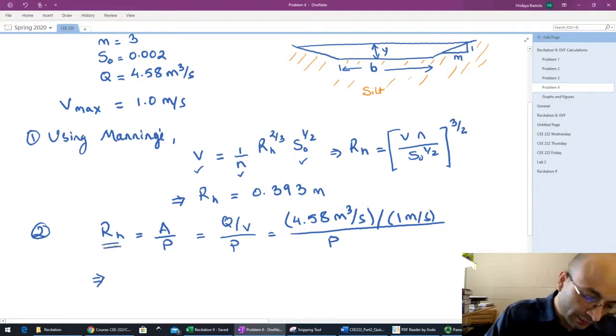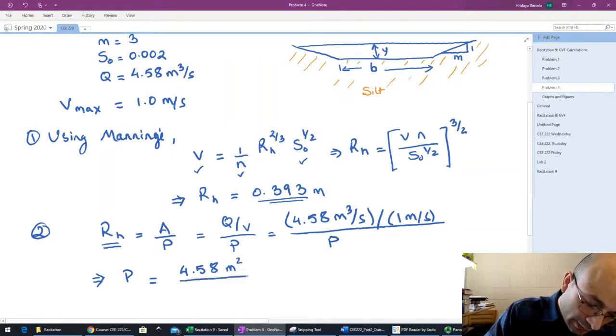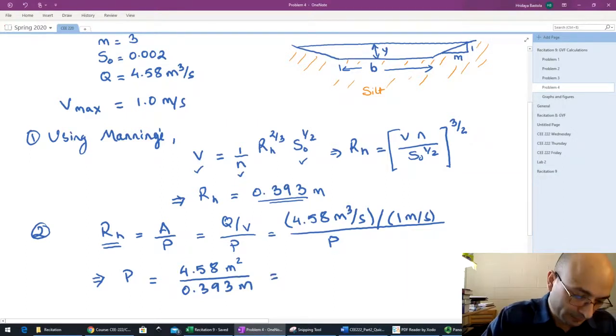so plugging in the value of hydraulic radius that we just calculated, we can then express P as 4.58 meter squared divided by 0.393 meters, and that'll give us a perimeter value of 11.65 meters.